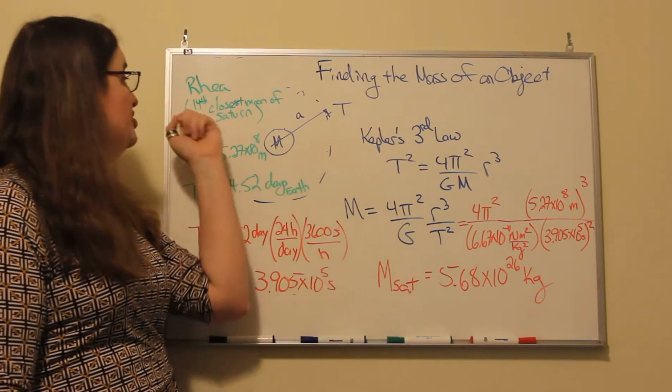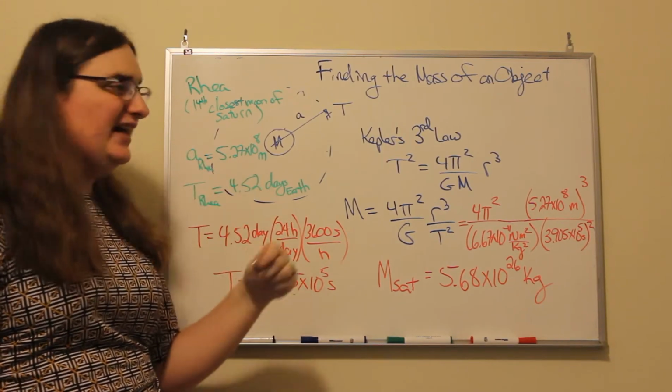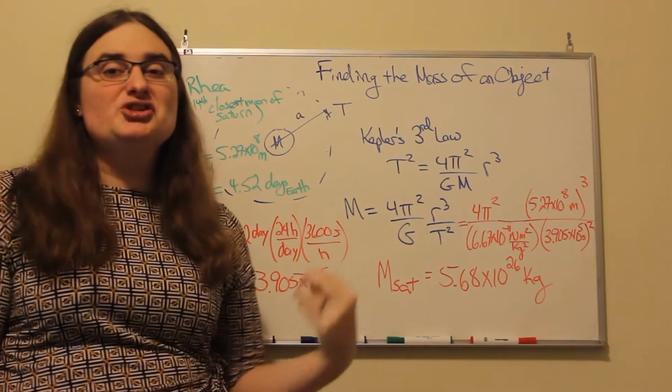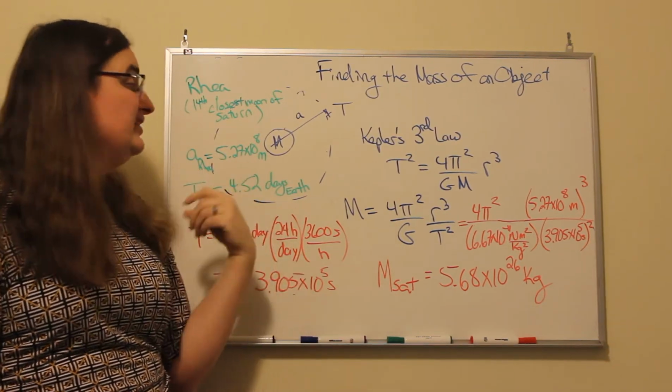So the object I chose was Rhea, which has a nearly circular orbit around Saturn and is the 14th closest moon of Saturn, which we've known about since the late 1600s.